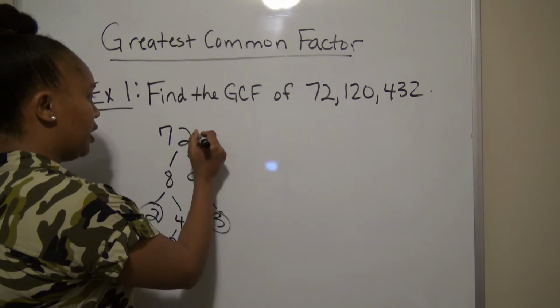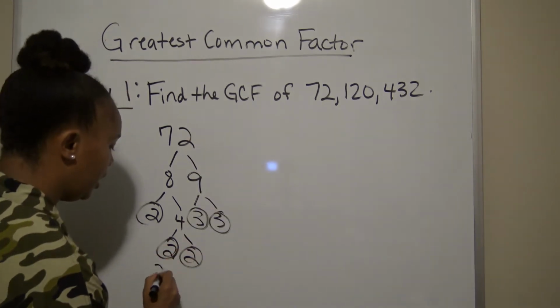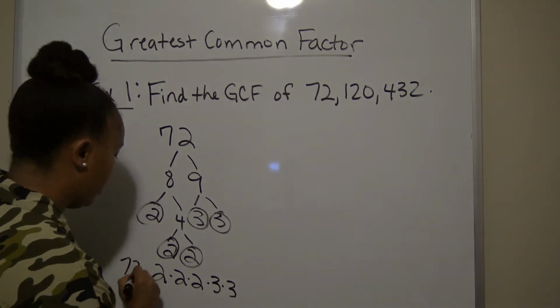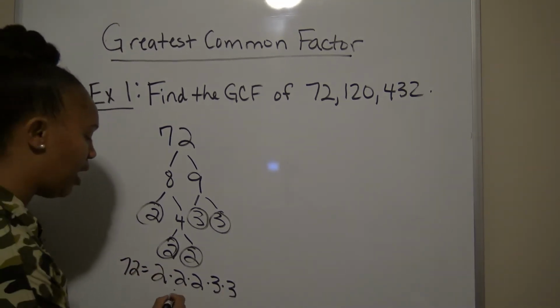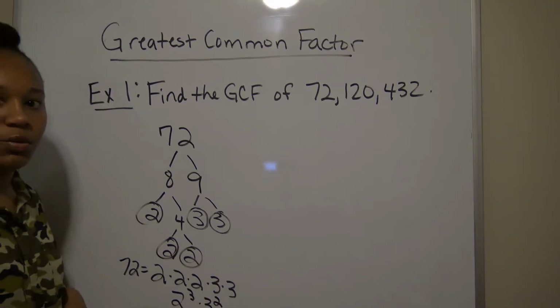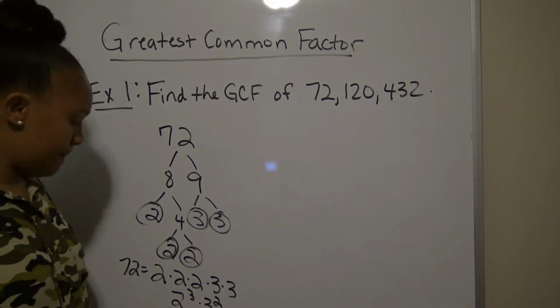Alrighty. So 72 would be 2 times 2 times 2 times 3 times 3. So that's its prime factorization. You may also see this written as 2 to the third times 3 to the second. You can see it written in those two different ways.